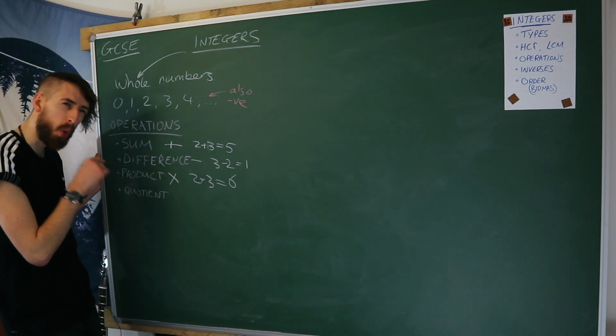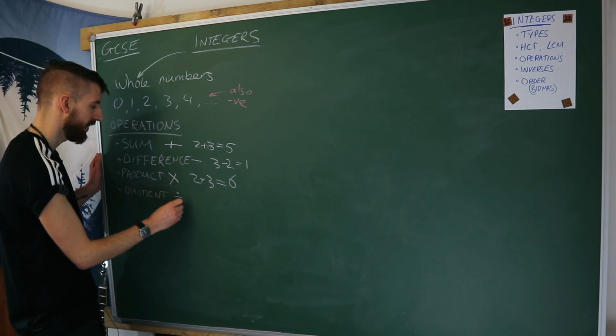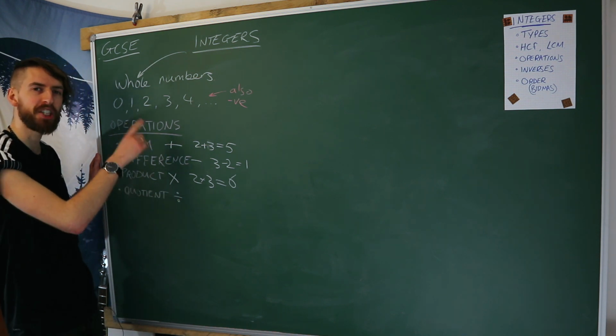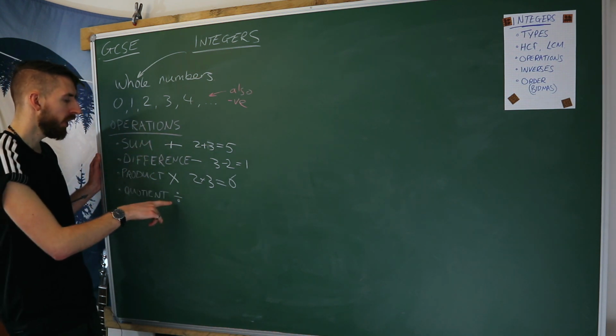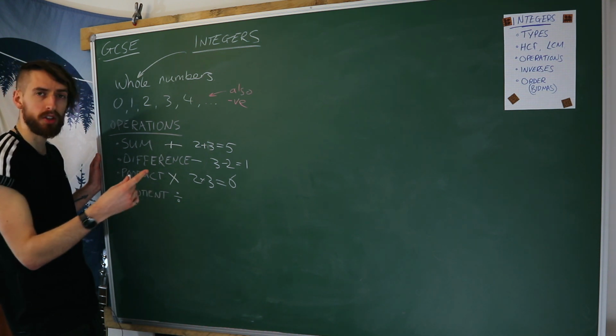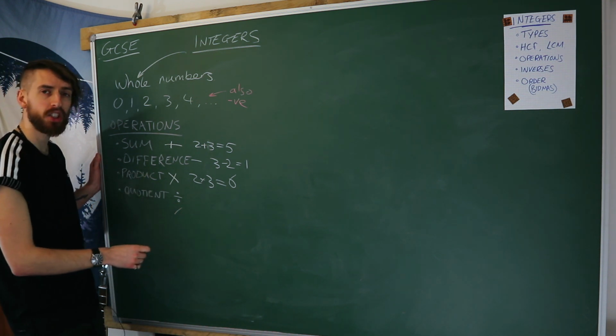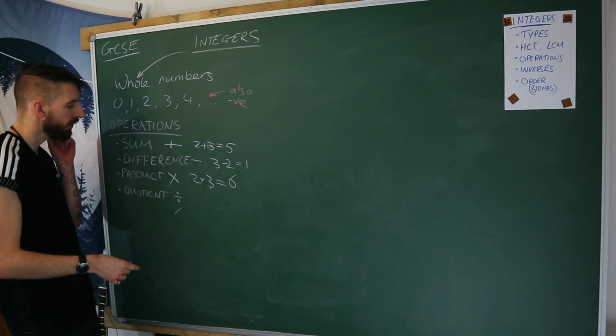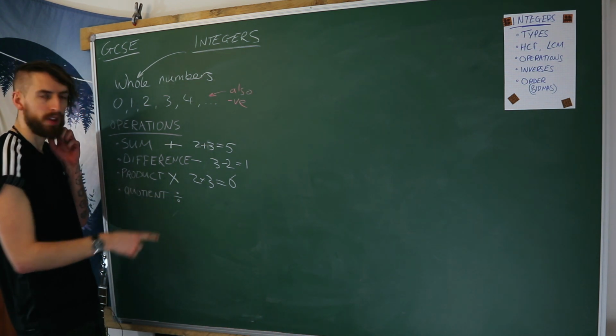Now the quotient is divide. Looks like I'm listing Ed Sheeran albums, but I'm not. Divide, this is a very GCSE symbol for divide. I usually write a slash because I mainly teach A level and up above that. But we'll just do this for now.